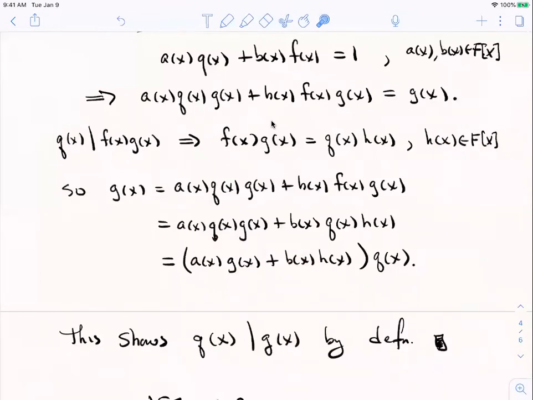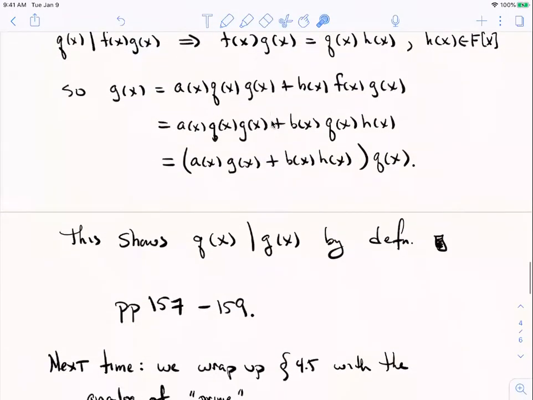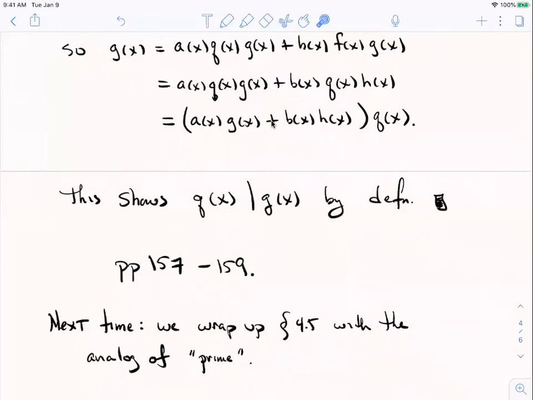All right, so I'm going to try to keep this video short. I'm trying to help you read this long section 4.5. So today we just discussed all the results that you'll see on pages 157 to 159. And we have one more lecture to finish section 4.5. So I thought I'd tell you what we're going to do.